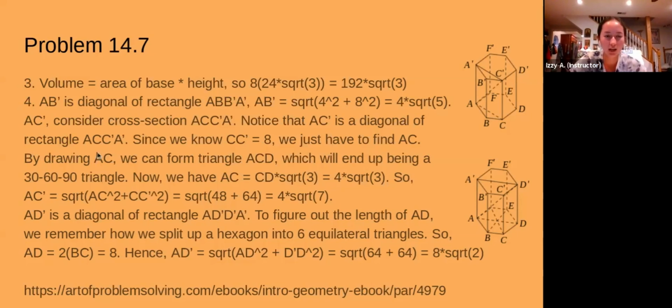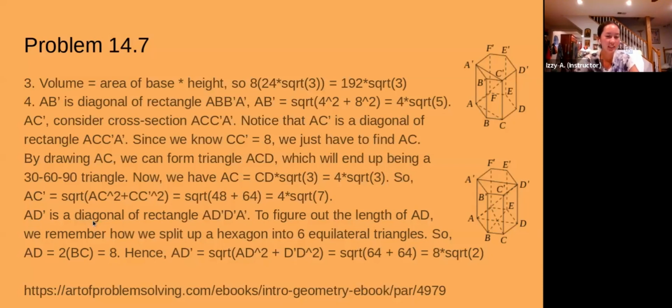So then by drawing AC, we can form triangle ACD, which will end up being a 30, 60, 90 triangle. Now we have AC, which is going to be equal to CD times the square root of 3, which is equal to 4 times square root of 3. So AC' would be equal to the square root of AC squared plus CC' squared. And that's going to be equal to the square root of 48 plus 64. And if you simplify that, that would be 4 times the square root of 7.